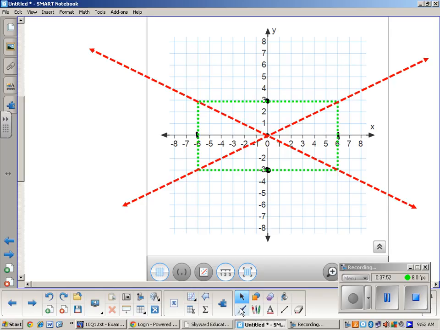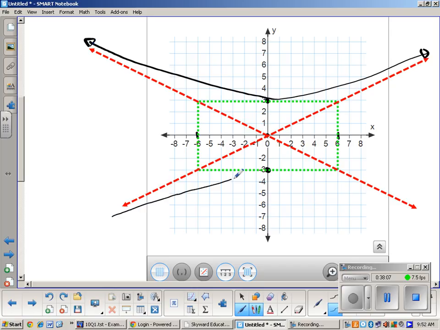All right. So then when I go to graph this, you just follow it down. I didn't draw a very neat graph, but that's kind of what it looks like. So if they asked me to graph it, that's what it is. If they asked me to find the foci, that would be the other question.